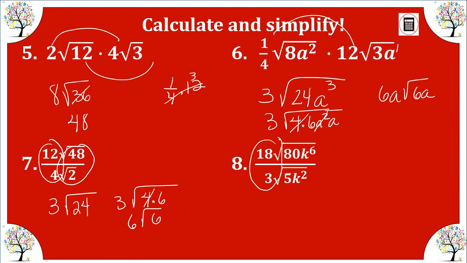Number 8, 18 divided by 3 is 6. 80 divided by 5 is 16. K to the 6th divided by k to the 2nd is k to the 4th because we subtract. We're going to take the square root of 16, which is perfect. So 4 times 6 is 24. And k to the 4th is perfect. So we get k to the 2nd. Again, no radical left.